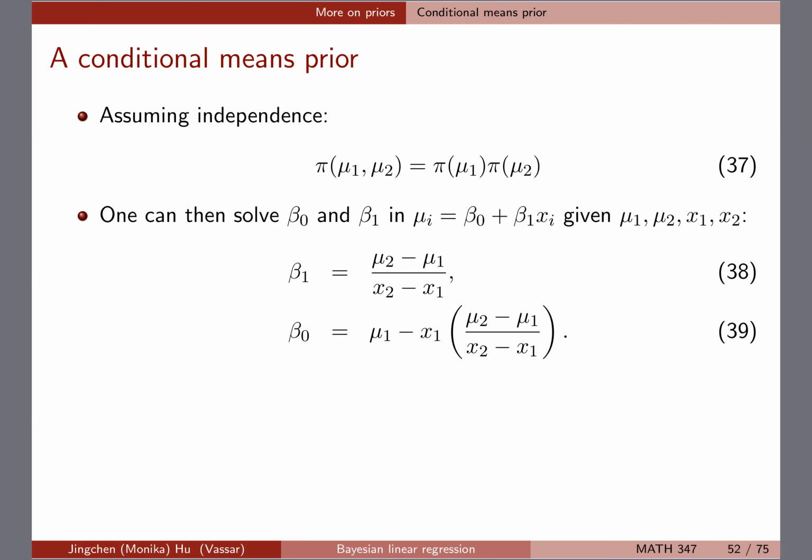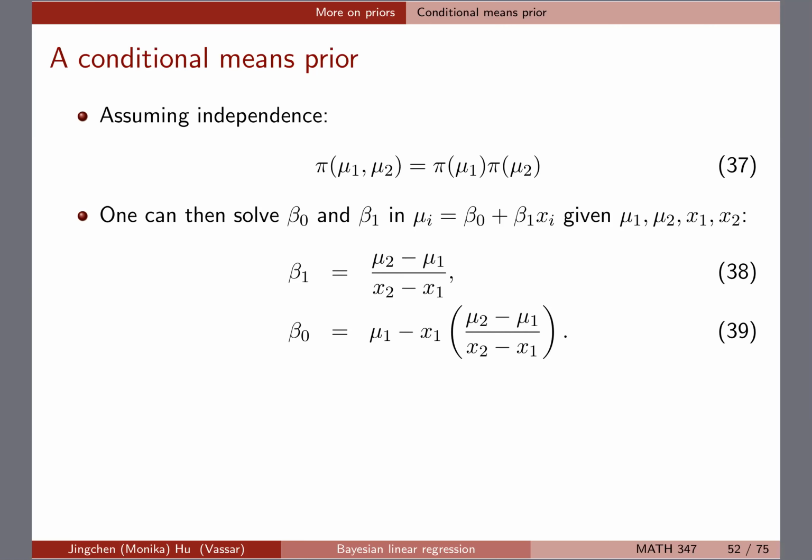Now you have three unknowns, beta 0, beta 1, and beta 2. So if you want to use conditional means prior, you will have to have three sets of means. In fact, the expression for solving beta 0, beta 1, and beta 2 is crazy, so usually people don't do that. But let me just write it here.